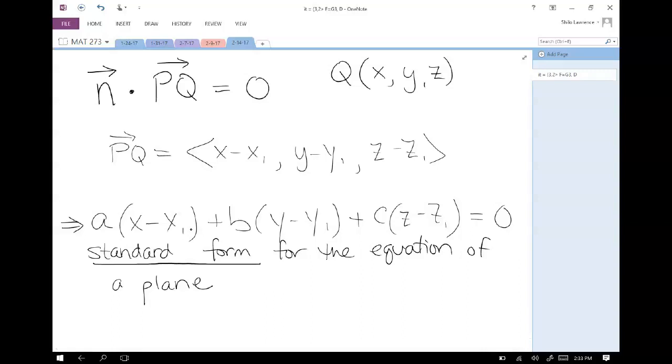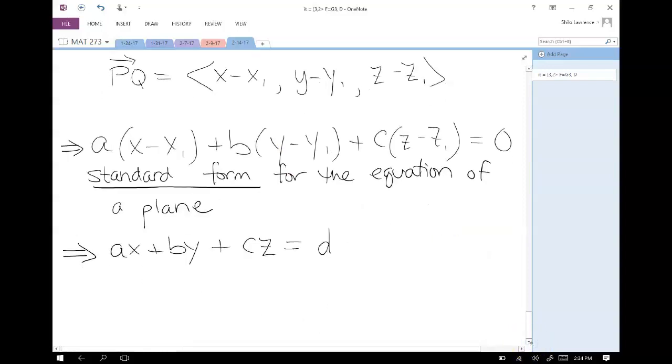But if we want to, there's a little bit of algebra we can do. We can distribute the A, the B, the C, and that will give us some like terms to combine. So really, if we want to clean this up a little bit, we could write this as AX plus BY plus CZ equals D. Because A times X sub 1 is going to be a constant, B times Y sub 1 is going to be a constant, C times Z sub 1 is going to be a constant, and we could combine them all together and move them to the other side. That is called the general form for the equation of a plane.